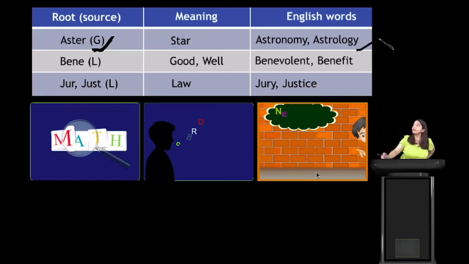Clear? Then let's talk about bene. Bene comes from the Latin language. That means good or well. And the English words for bene are benevolent and benefit. Clear? Then the third one is jure or just. It comes from a Latin word. The meaning of just or jure is law. And the English words for just or jure are jury and justice. Jury and justice. Clear? Okay.